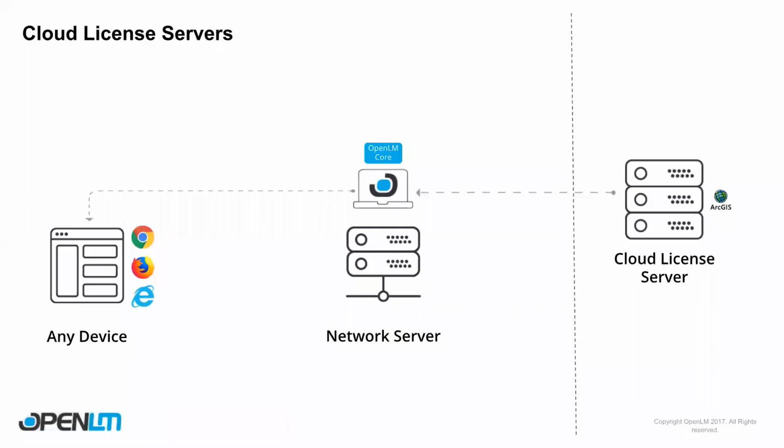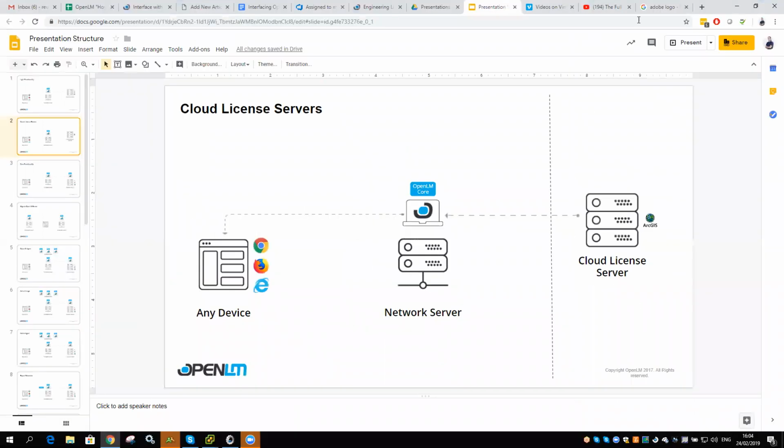Hi. Now we'll see how to interact with the ArcGIS Online cloud license server. What we'll do is simply connect the OpenLM server directly to the cloud license server. So let's see how it's done.